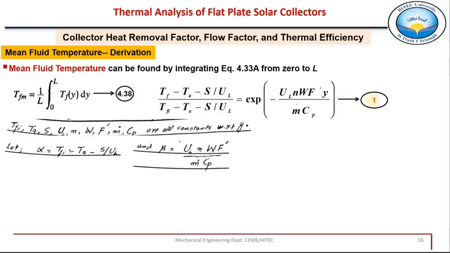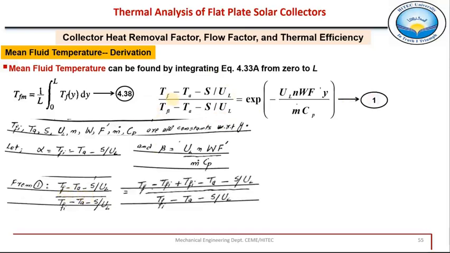So now from this equation 1, the left hand side can be written like this, because in the numerator, TF minus TFI, we add and subtract TFI. The rest of the equation is the same. Next, here we have introduced this term alpha. This whole term is defined as alpha, and here in the numerator again we have TFI minus TA minus S by UL, which is defined as alpha.